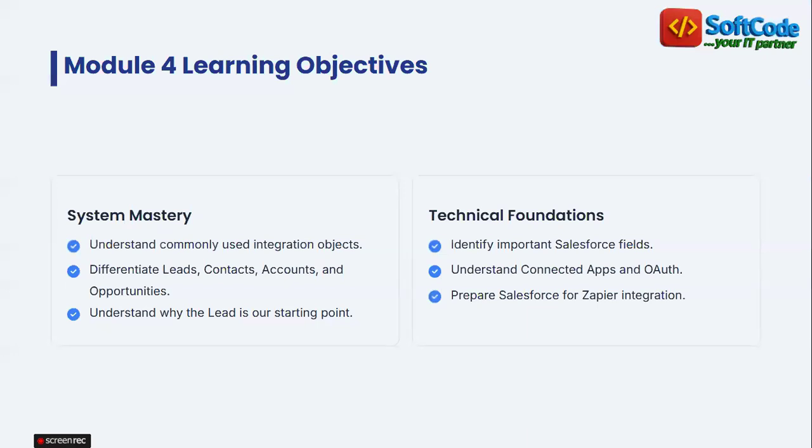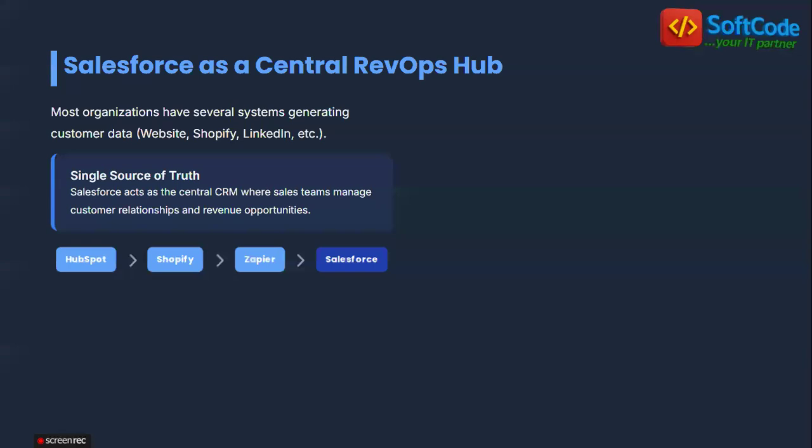So, Salesforce as a central RevOps hub. Most organizations have several systems generating customer data, and that's what brought us here. I think we have explained this already. That's what actually brought us here, that's what birthed this particular class that we are having right now. Organizations have a website, they have Shopify, they have LinkedIn, they have HubSpot, they have Airtable, they have Google Meet and things like that. And they want to actually bring everything together so that everything can communicate with each other.